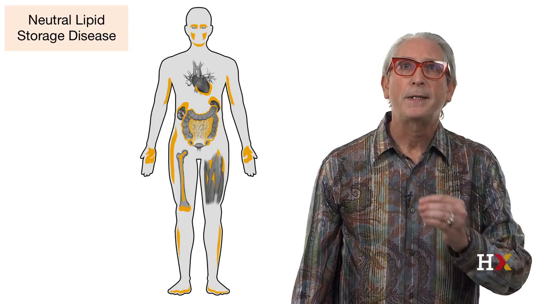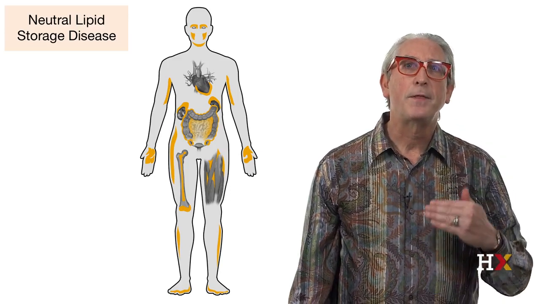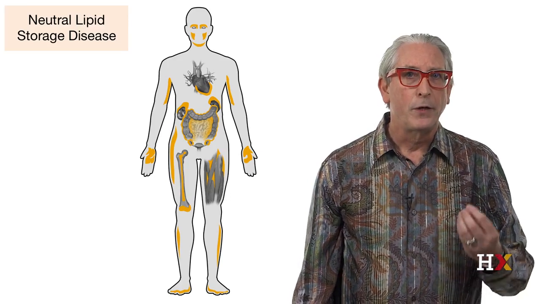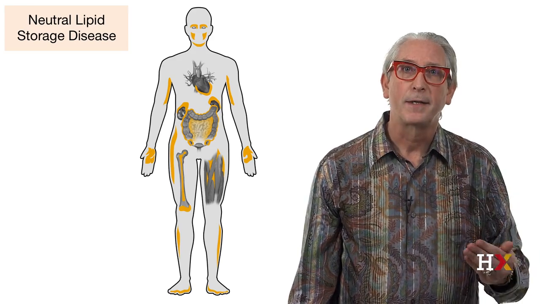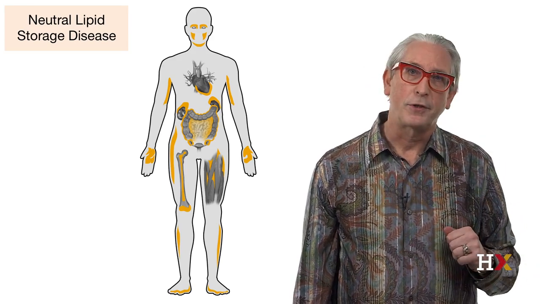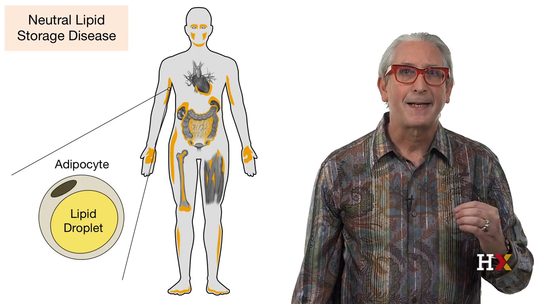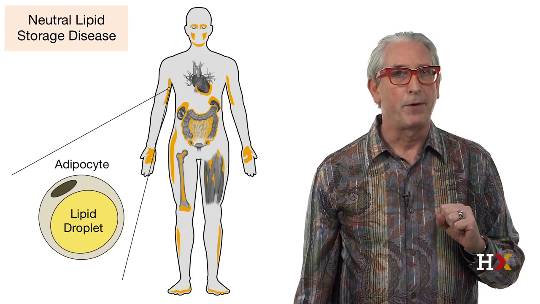Neutral lipid storage disease is a rare genetic disease resulting in the body's inability to correctly store lipids. To understand this disease, we first need to look at adipocytes, the cells that make up adipose tissues. Mature adipocytes are cells that each contain a single, very large lipid droplet.